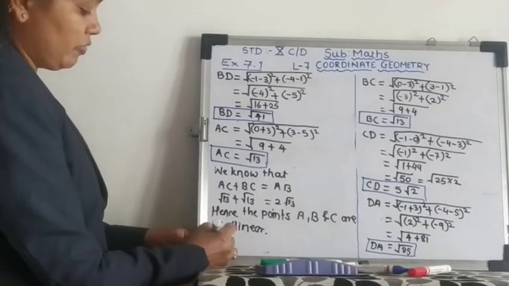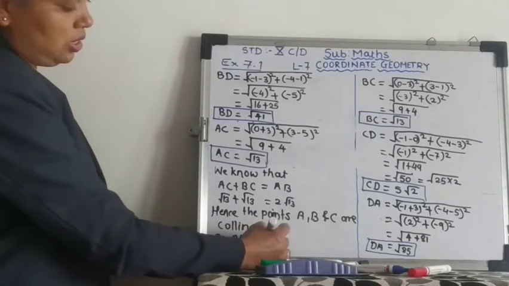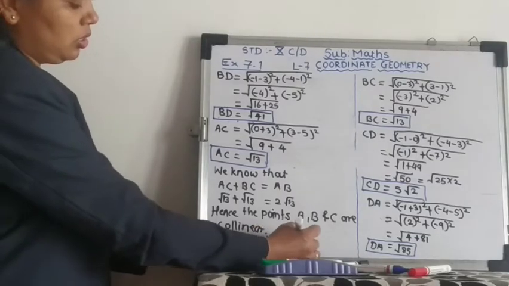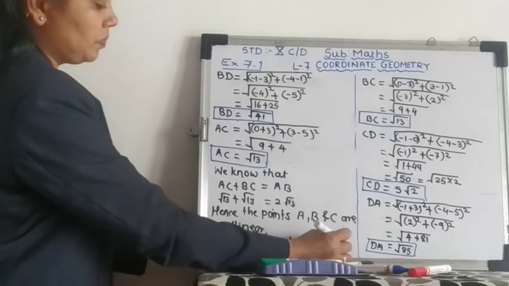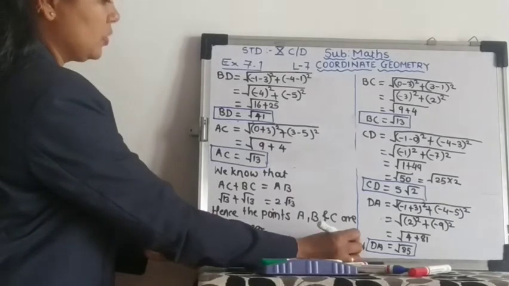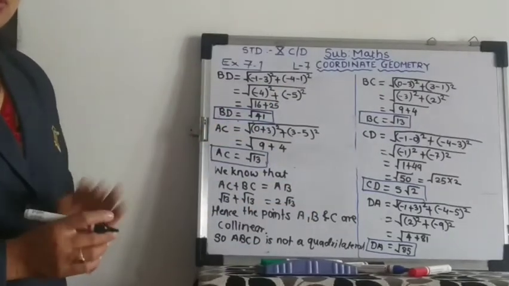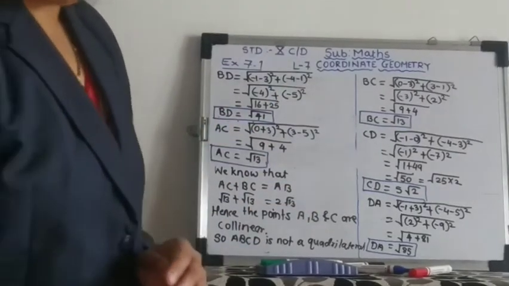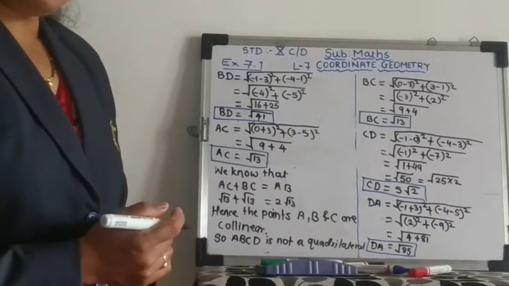So ABCD is not a quadrilateral. We will write therefore, ABCD is not a quadrilateral. Understood, students? So in this way we will solve the whole sum. Now if you have understood, we will solve that question number 7.